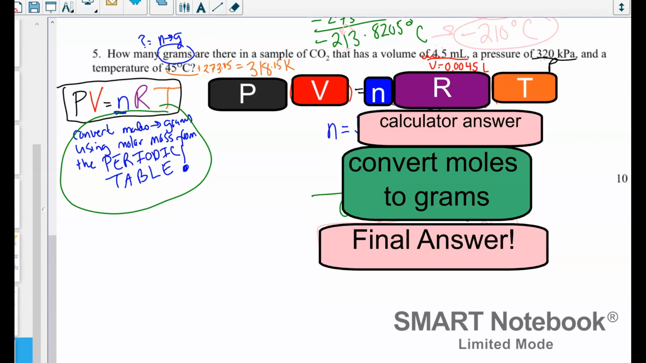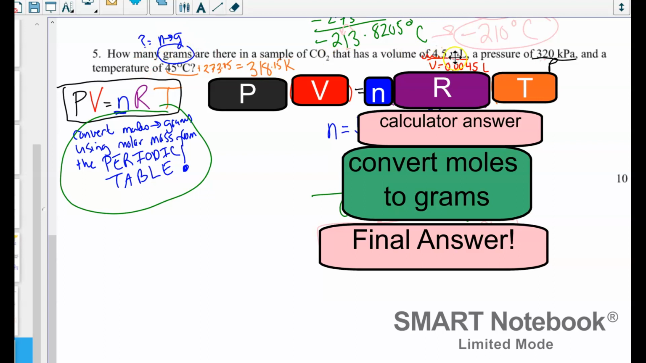Before we start plugging things in, let's just identify what we're aware of, what we know. Okay, they want grams. I don't have a way of getting grams from the ideal gas law equation directly, but I can solve for moles, and we've spent a bunch of time this year converting moles to grams using the molar mass from the periodic table. So that's going to be one step.